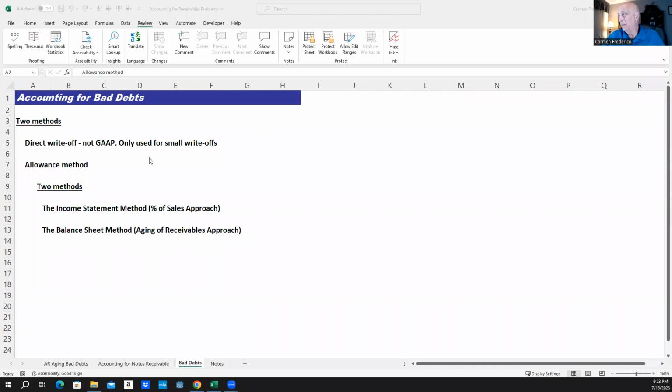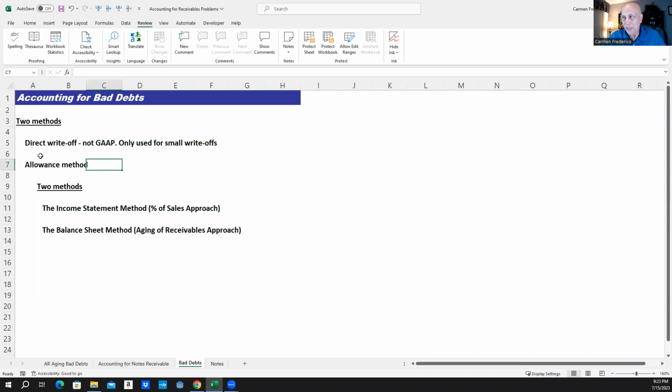There are two basic methods to account for bad debts. There's a direct write-off method, and that is not GAAP. GAAP says that you must use an allowance method. So there's two methods here. The direct write-off method, it's not GAAP. It's used for small write-offs. You have a couple $100 or $1,000 here or there to write off, but it's not used for your main write-offs.